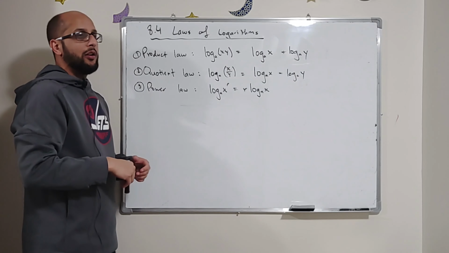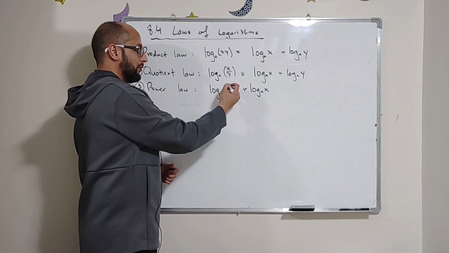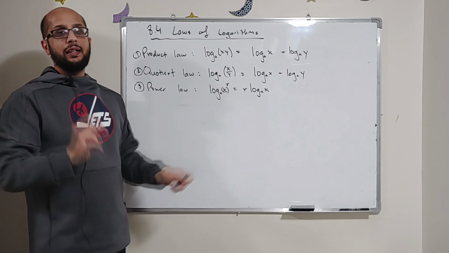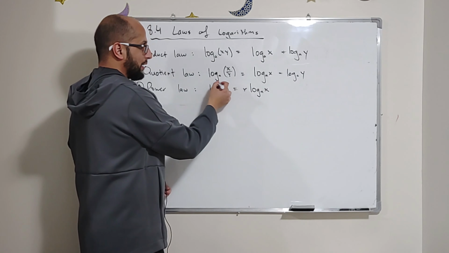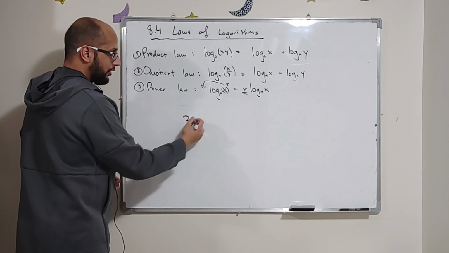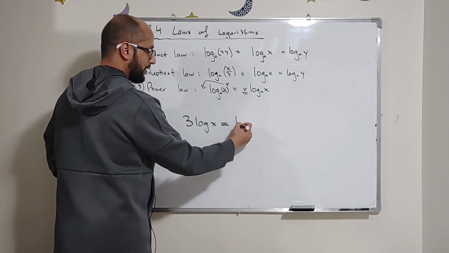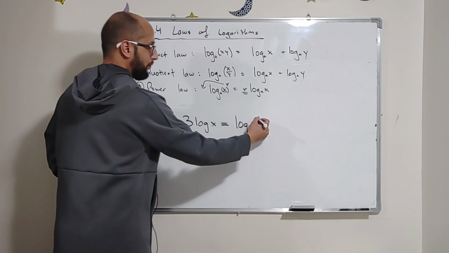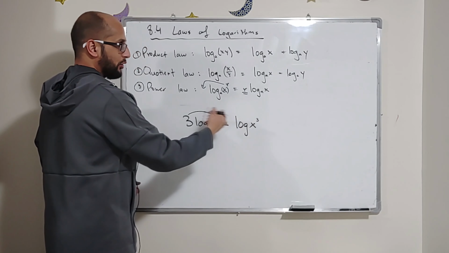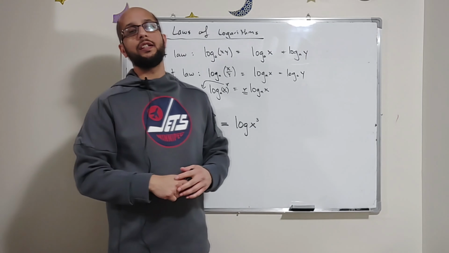Finally, the power law. What it says is that if there's an exponent on the argument, so x is the argument and it is to the power of 4, that exponent can be brought down and become the coefficient. So for example, if I saw 3 log x, this is the same thing as log x to the power of 3, because that 3 can go up and the 3 can come down. So both ways it works. Okay, let's apply some of these to a few examples out of the textbook.